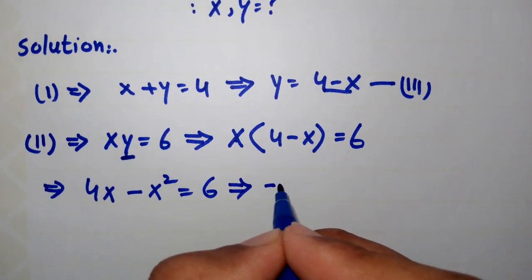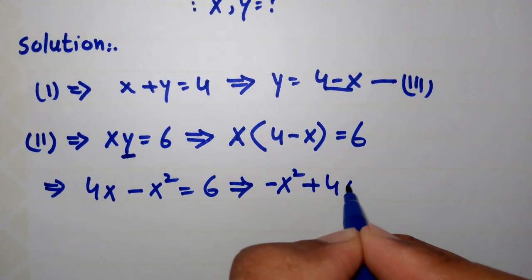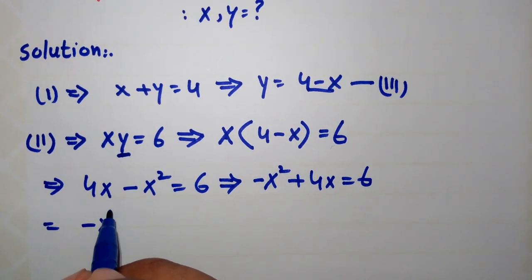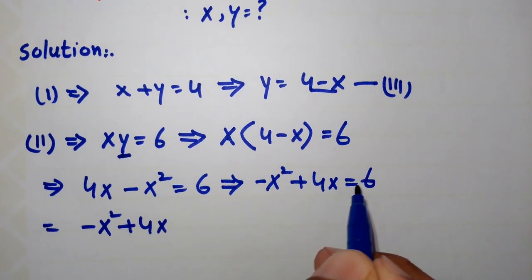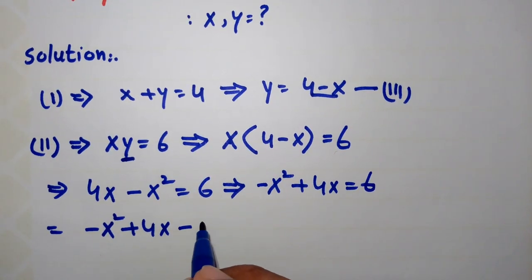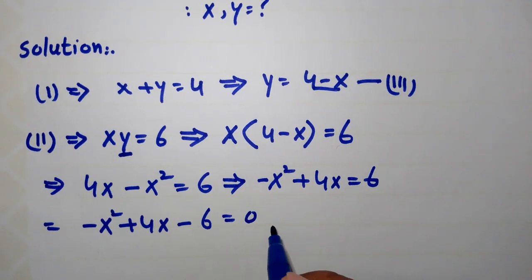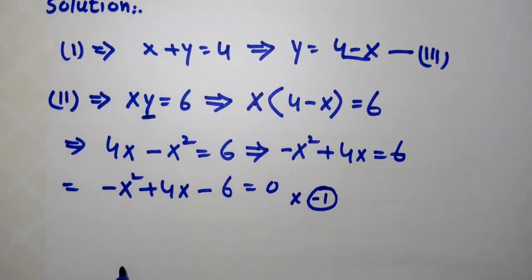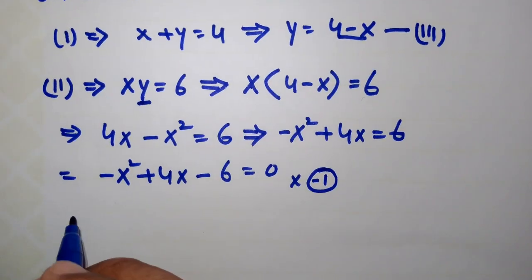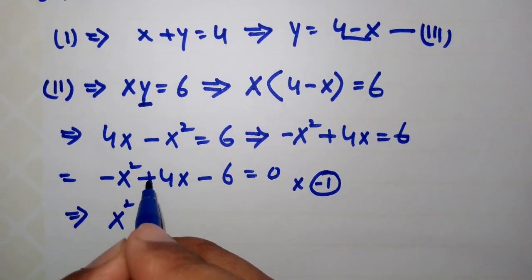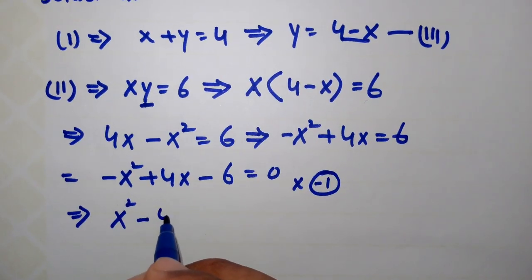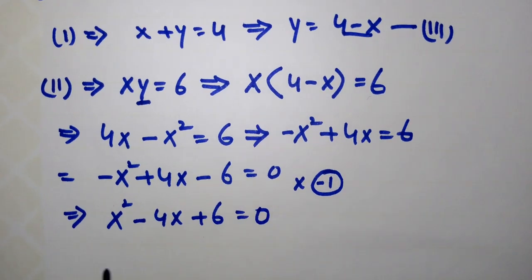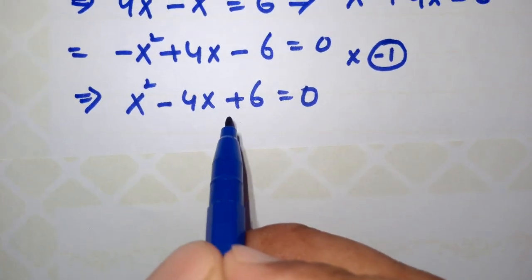We can write this as minus x square plus 4x is equal to 6. We move 6 to the left side, so this will become minus 6 is equal to 0. Now we have to multiply both sides by minus 1. So minus multiply minus will become plus x square, plus multiply minus will become minus 4x, minus multiply minus 1 will become plus 6 is equal to 0. Now we have to solve this by using the quadratic equation.